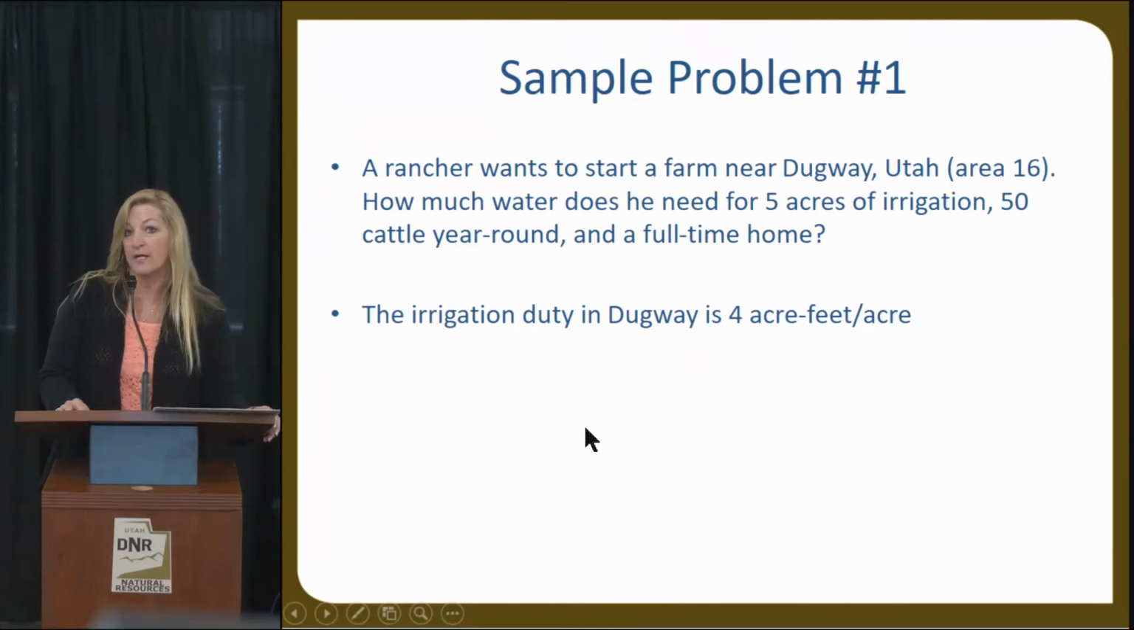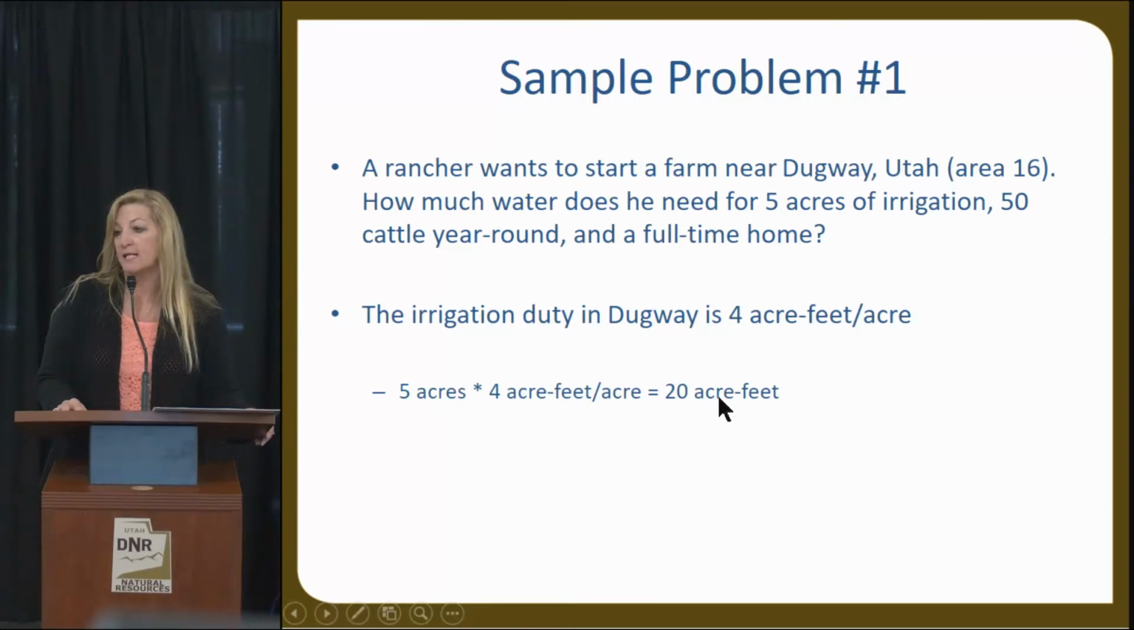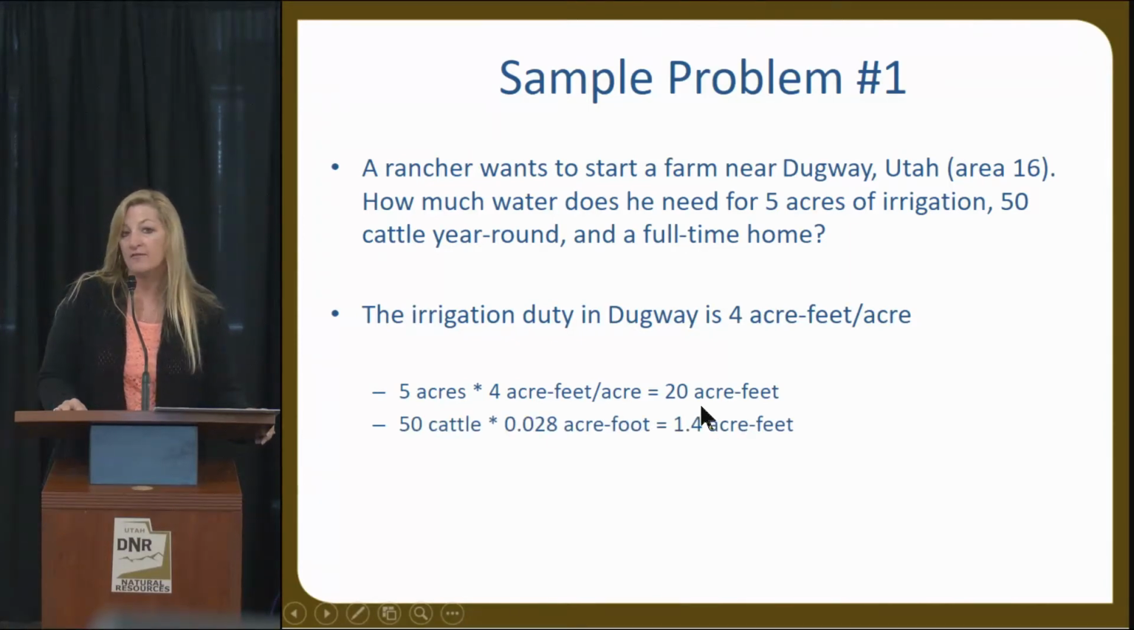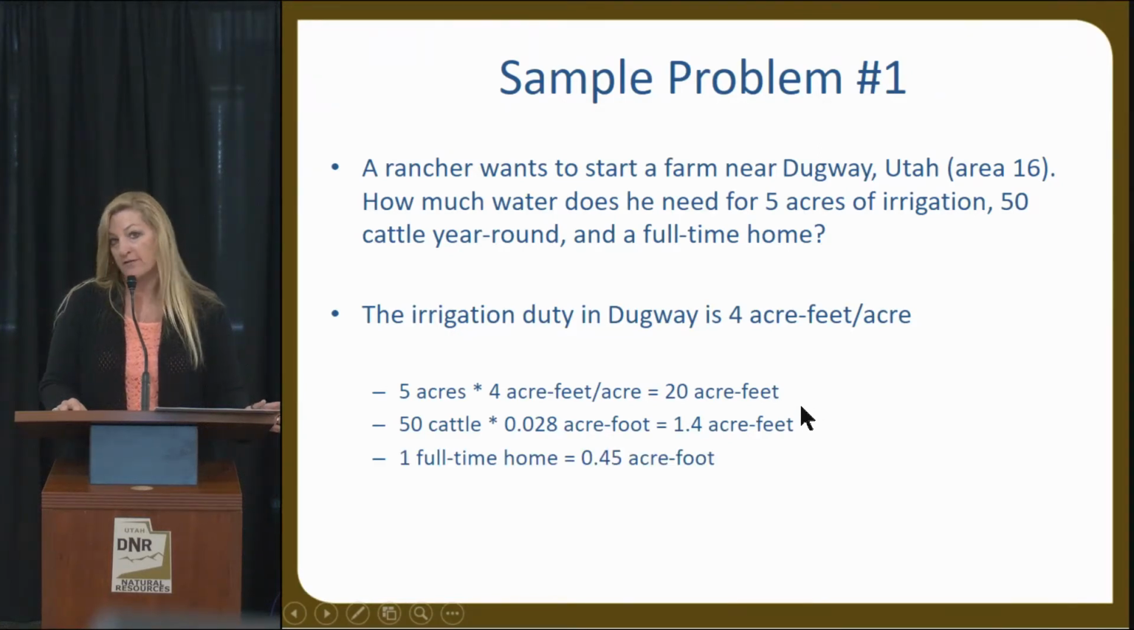Again, 4 acre-feet per acre is the irrigation duty. So you take the number of acres and multiply it by that irrigation duty to get the acre-feet amount for that use. For the livestock, the cattle, 0.028 times the number of livestock will give you the acre-foot amount for that portion of your project. And then the domestic, which is the 0.45. You add those together to get the total acre-foot amount for your project.